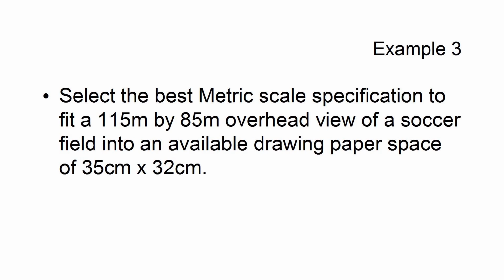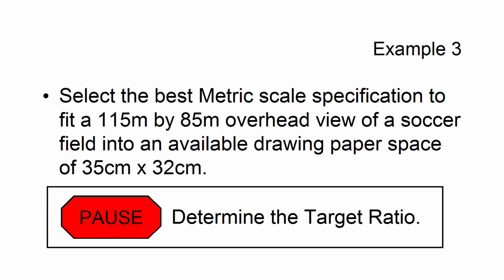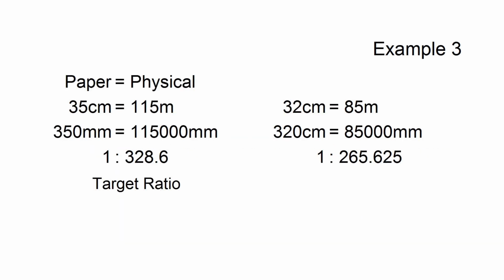Example 3, a metric scale, trying to fit a soccer field into an available paper space. Pause the video and please compute the ratios for each dimension. Computing the ratios, you can verify the shown ratios along each dimension. In this case, the limiting target ratio is going to be 1 to 328.6.